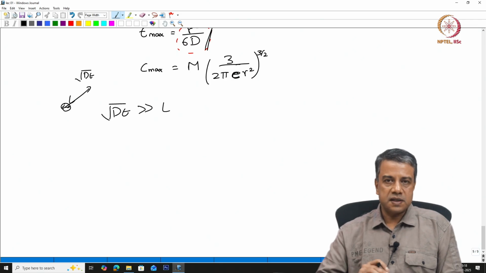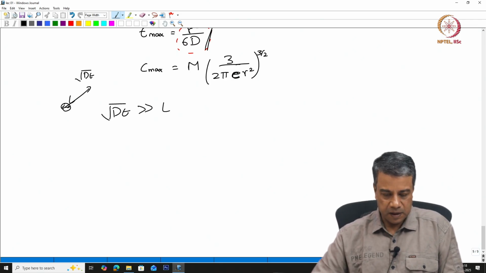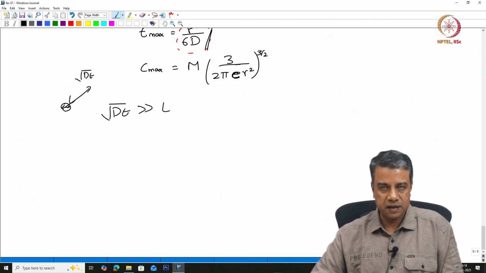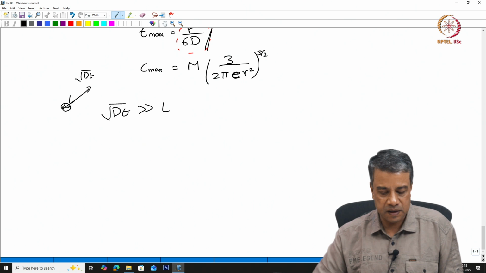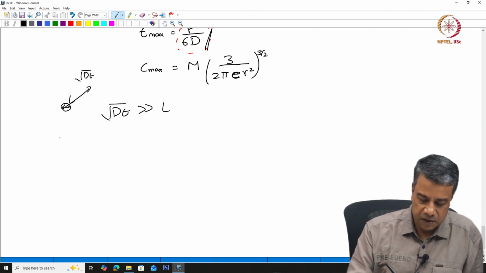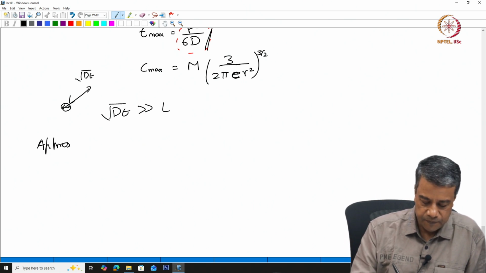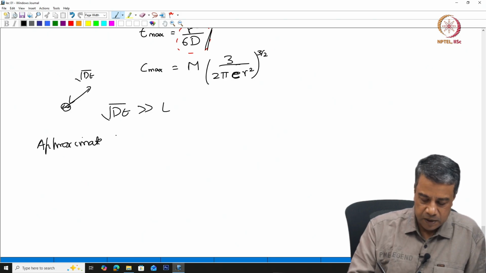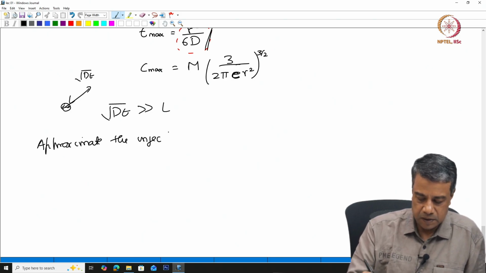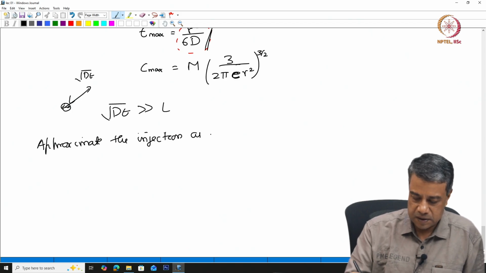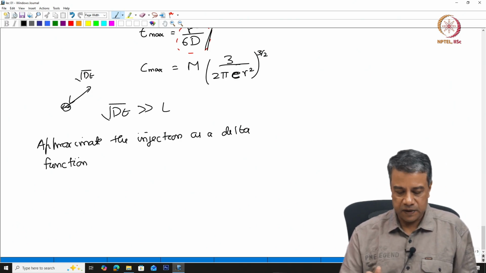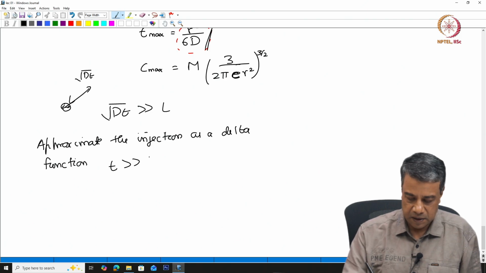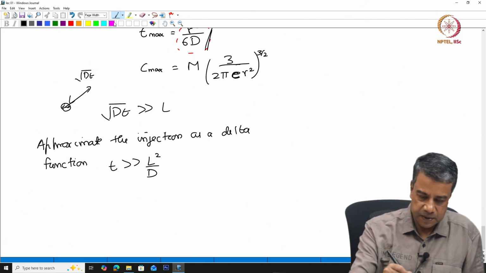So, this applies in the late stages, when the length of spread is much larger than the size of the initial injection. In that case, you can approximate the injection or the pulse as a delta function, when the time after injection is such that t is much greater than L square by d, which is the same as this condition.